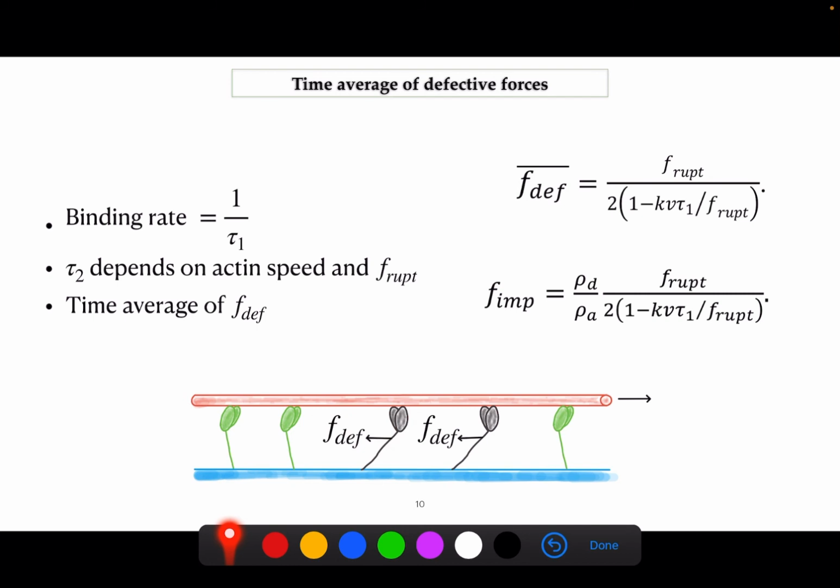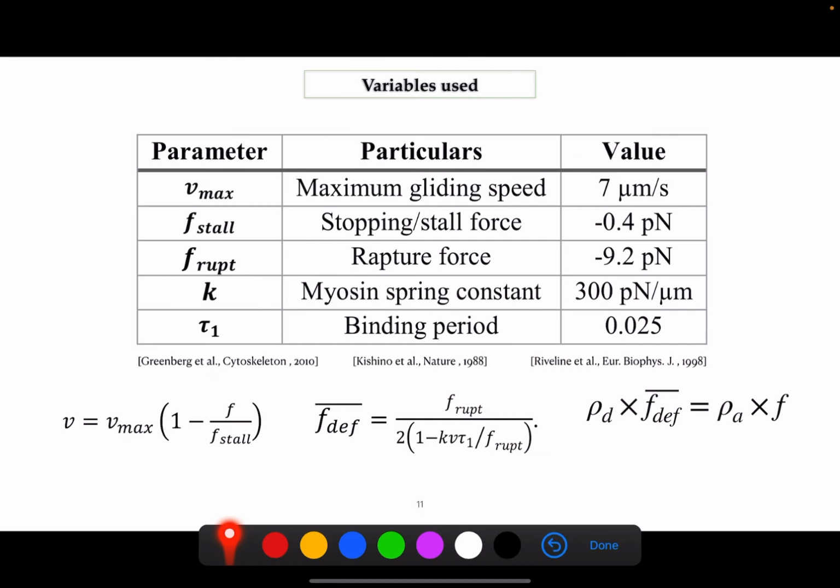We then took the time average of friction forces generated by defective myosins as governed by this equation. Since the active and defective myosins are binding to the actin filament of the same length, the length parameter cancels out, and the impedance per active myosin is given by this equation. The parameters used in our mathematical model are as shown in this table, and these parameters are taken from previous studies as shown here.